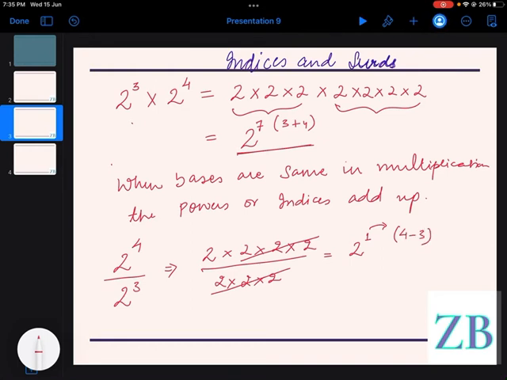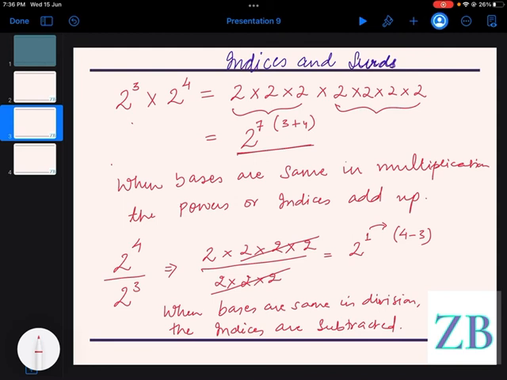So when again bases are same, in division, what happens? The indices are subtracted. If you guys are making notes, please make sure that you write each and everything.